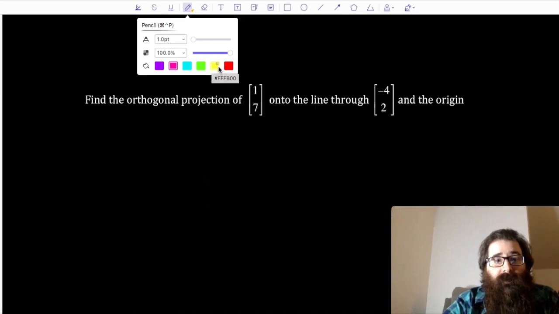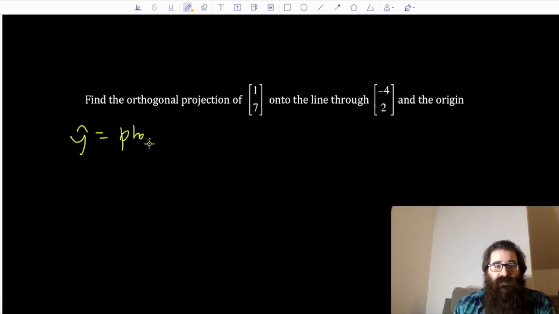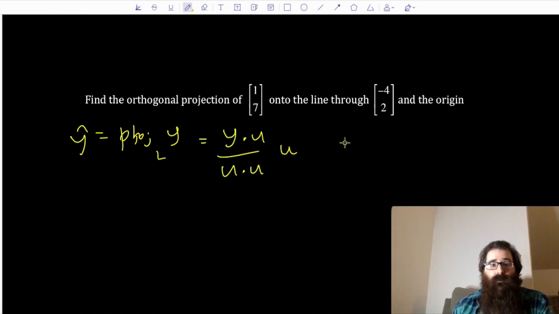So let me go ahead and get my yellow chalk back, and let me write down the idea that y hat is the projection of vector y onto line L, and this is given by y dotted with u over u dotted with u times vector u. And I want to find the orthogonal projection of this vector onto the line through this vector and the origin. So I have to be able to figure out which is which.